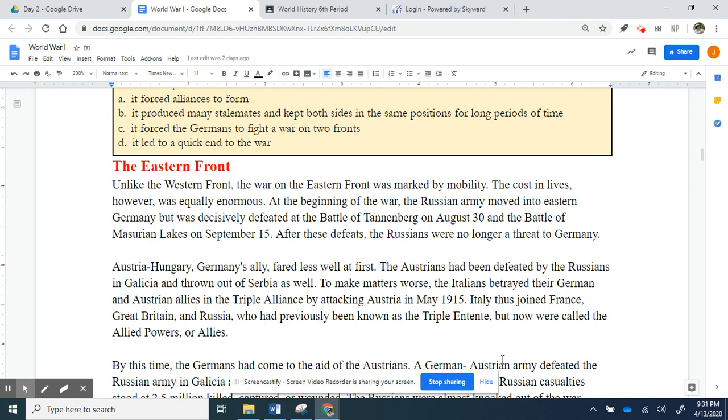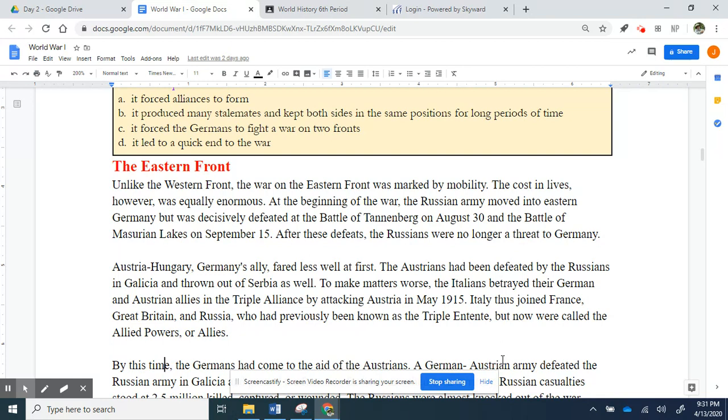Austria-Hungary, Germany's ally, fared far less well at first. The Austrians had been defeated by the Russians in Galicia and thrown out of Serbia as well. To make matters worse, the Italians betrayed their German and Austrian allies in the Triple Alliance by attacking Austria in May 1915.